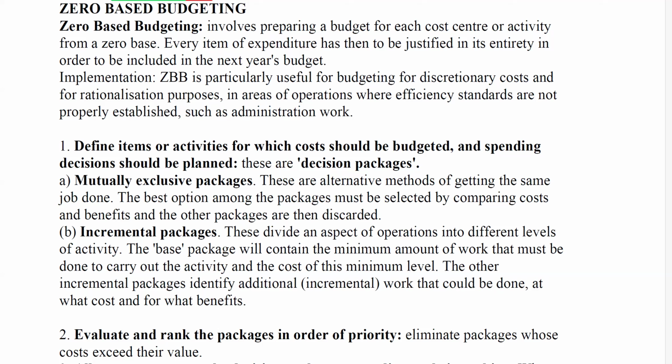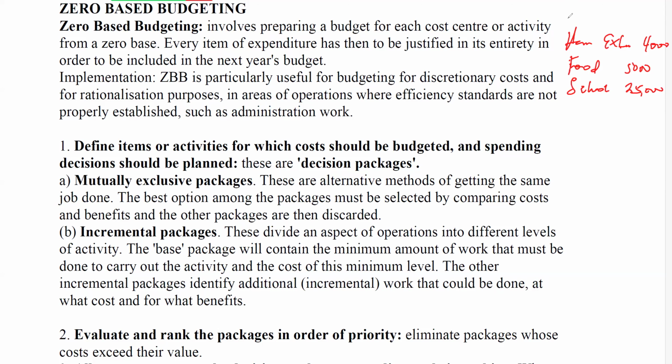Now, every item of expenditure has to be justified in its entirety in order to be included in the next year's budget. Now, what does this mean? So let's say last year, you prepared a budget. Maybe you included hair extensions, maybe 4,000. Maybe you included food, let's say 5,000. You included school fees, maybe 25,000. That is fine. This is what you did the last time.